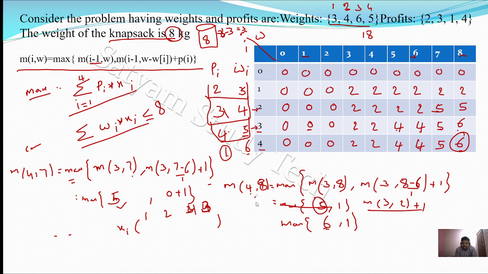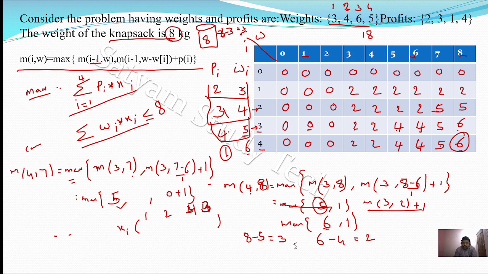If we carry this, the capacity of the bag is 8, so we can consider this one, that is 5, and the remaining is 3. Here the maximum profit is 6. So if you consider this object, you get this profit, and the remaining profit is 2.